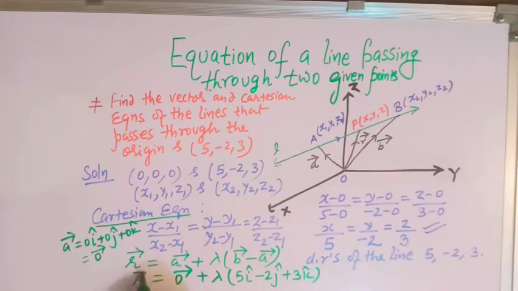So therefore if we simplify it, we get vector r is equal to lambda times of, or we can write it as 5 lambda i cap plus minus 2 lambda j cap plus 3 lambda k cap, right? So this is the vector equation.